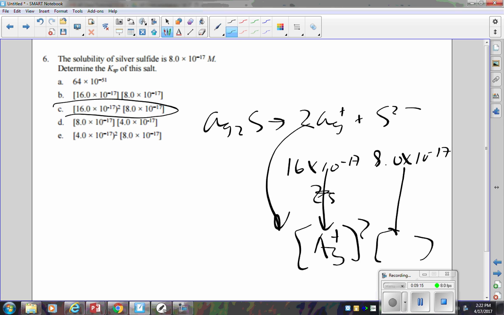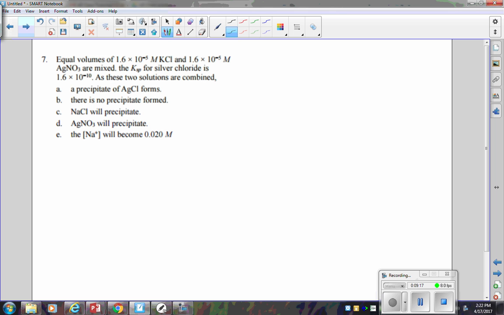Next one, equal volumes are mixed, KSP for silver chloride when the two solutions are combined. So what's happening is they're asking us if a precipitate's going to form. Well, when they mix equal volumes, one trick you want to remember is the molarity is automatically going to be cut in half. So instead of 1.6 times 10 to the negative fifth, it's going to be half. Actually no, it would be 0.8, which is half of it.